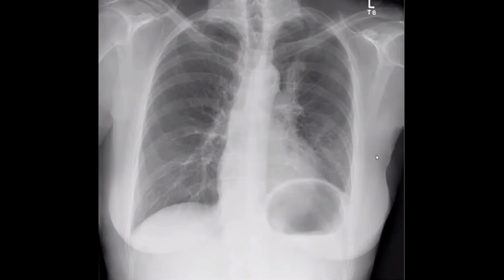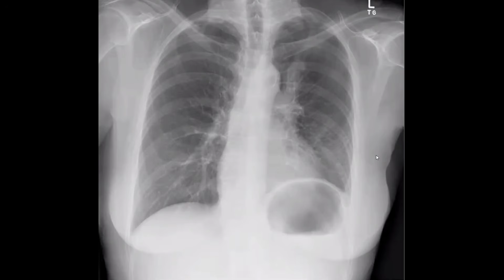Okay. But what about the hilum? The hilum, there is a mass really. It's enlarged, maybe lymph node or a mass. Indeed, you are right. We have to confirm by CT. You are right. So we have enlarged left hilar shadow.